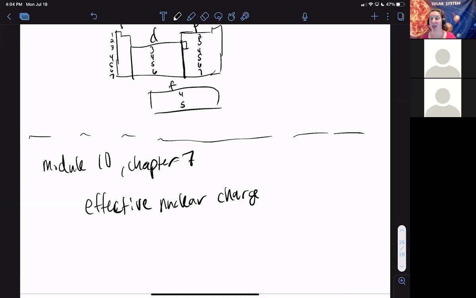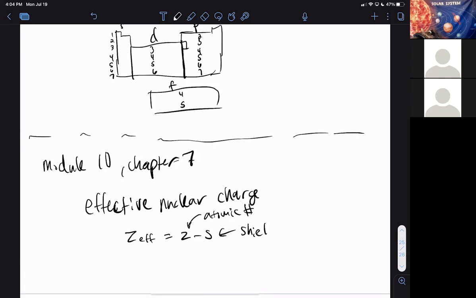So the idea is that different electrons have a different pull by the nucleus. We can actually solve for the pull of an electron by the nucleus just by using this equation. Z effective is equal to Z minus S, where Z is our atomic number and S is our shielding constant.